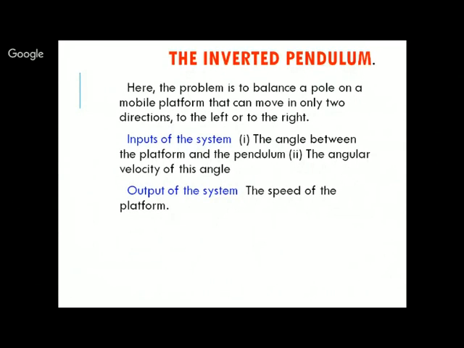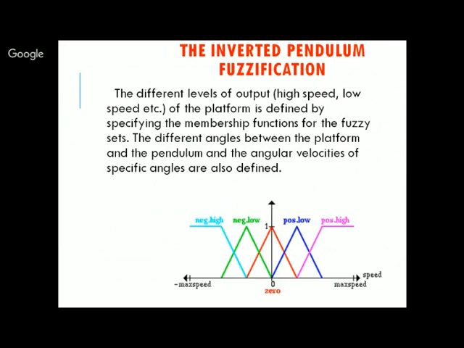Now we are not modeling the inverted pendulum. We are not writing any mathematical equations. What we are doing is, the first step is we fuzzify it, write some rules on how the output, the speed of the platform, is related to the angle and the angular velocity, and then we evaluate those rules and find out the defuzzification. That's what I'm going to show you here.